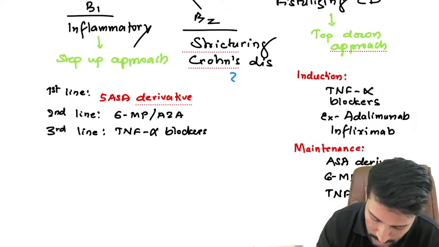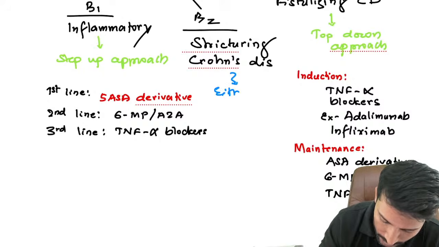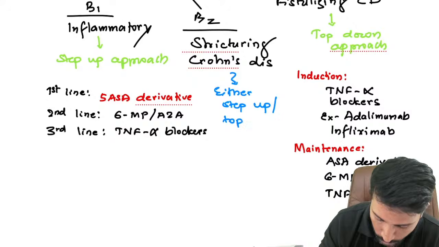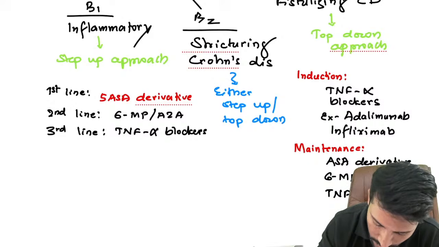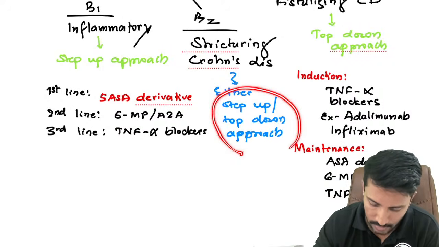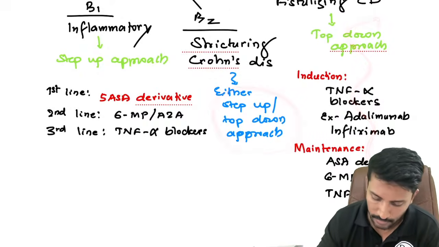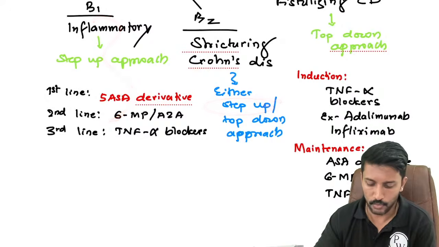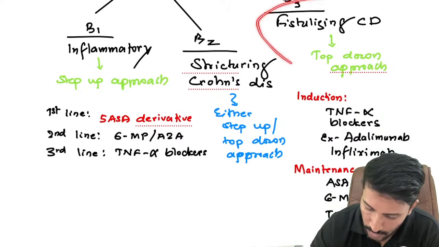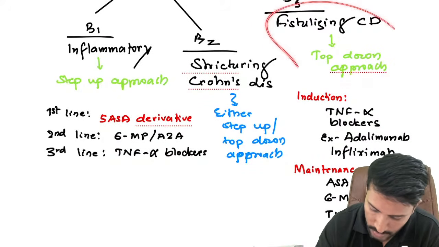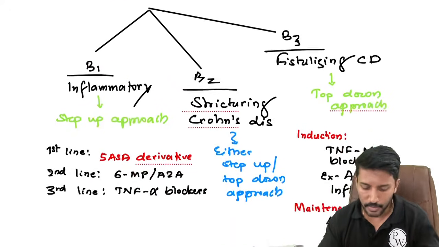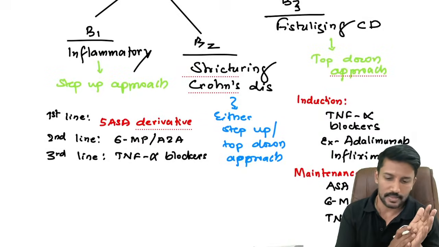But for the stricturizing disease, we can either follow step up or top down approach. Anything I can do depending on the severity. So if I'm following the top down approach, this is what I'm doing. If I'm following the step up approach, this is what I'm doing. So for stricturizing disease, I can take one of the routes. But for the fistulizing, it's always top down, and for inflammatory, it's always step up. So that completes our treatment of the inflammatory bowel disease.